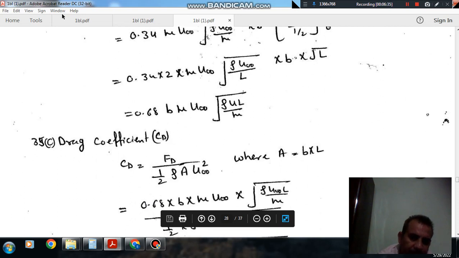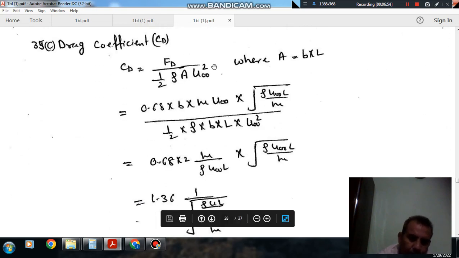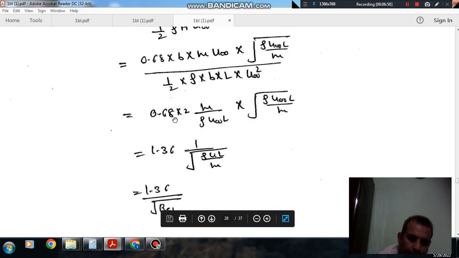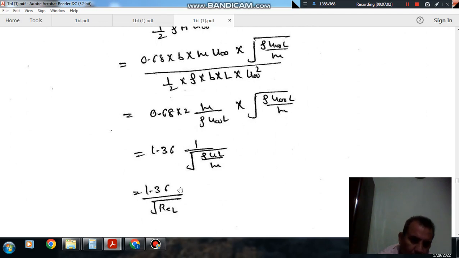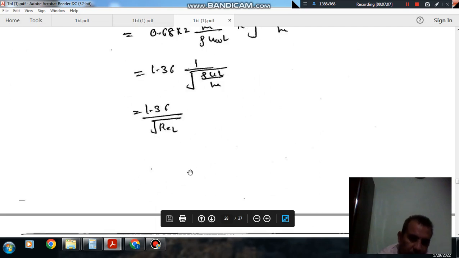Okay, and next is drag coefficient. So drag coefficient is nothing but Fd by half rho A u infinity square, and A is b into L, the area of the plate, and u infinity is the free stream velocity. Fd is this quantity. So putting these values, we get the coefficient of drag as 1.36 by root of rho u L by mu, or 1.36 divided by root ReL. Okay.